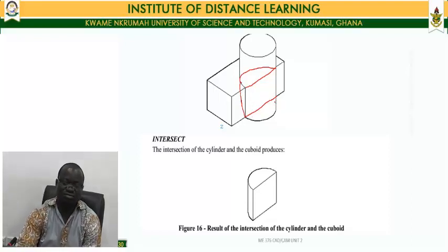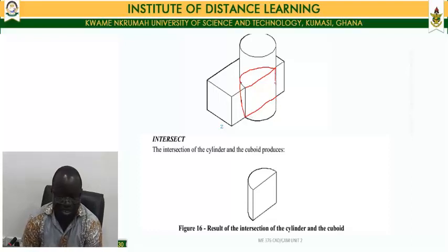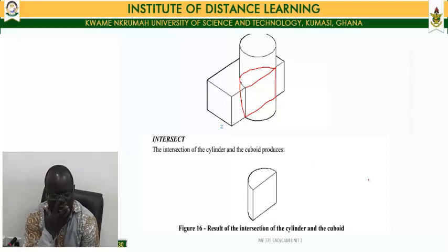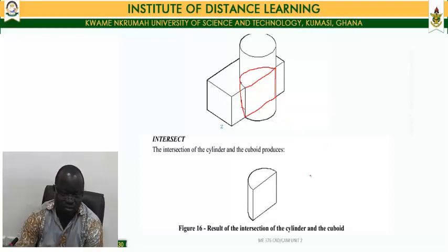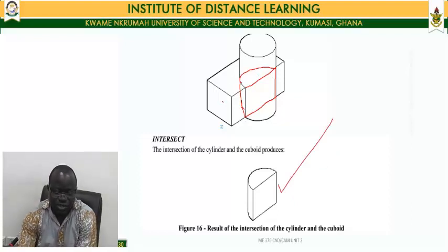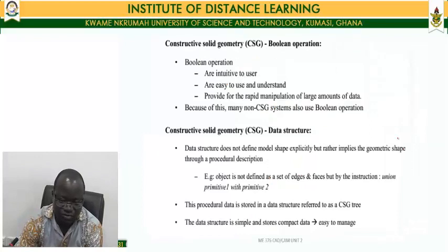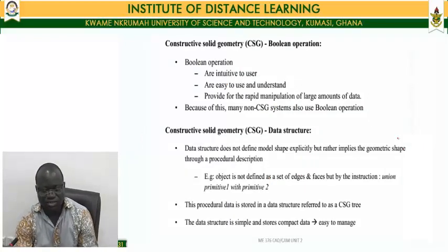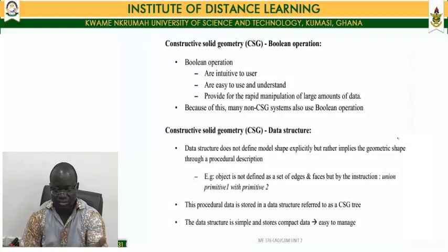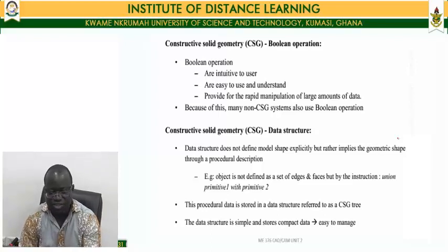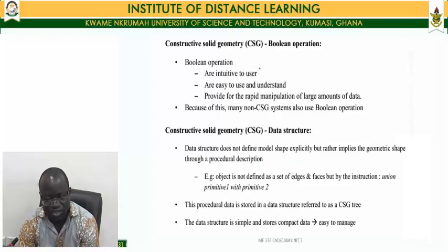So that's the common part of both the cylinder and the cube. Now, in constructive solid geometry, when you take Boolean operations, you can clearly see, if we look at these Boolean operations, they are intuitive to us. As users, we can clearly see that if you do union, you do intersection, you know the result. And it's very easy to understand.